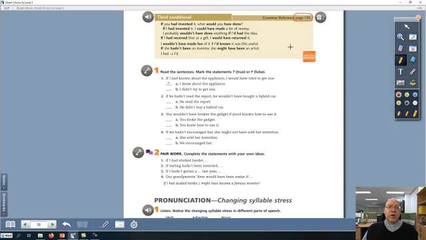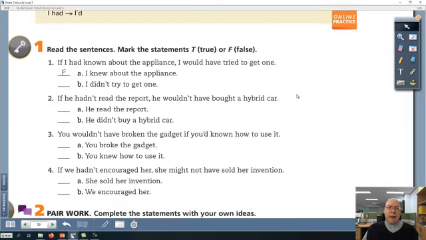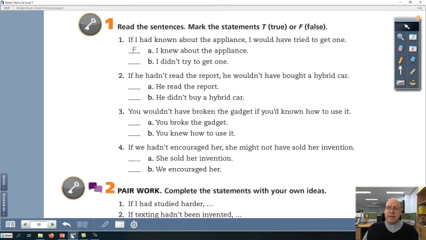But otherwise, when you're looking at these conditionals here, you're trying to think about the opposite of what is actually happening there. Okay, what is the actual meaning of what it's saying here? So it says we're going to read these sentences and mark the sentences true or false. Now, it says, if I had known about the appliance, I would have tried to get one. So take this out, and think about, I had known about the appliance. Okay, is that true? No, this is not true.